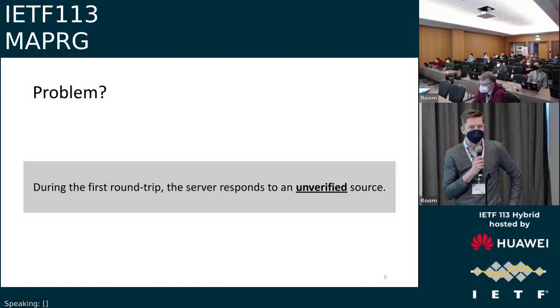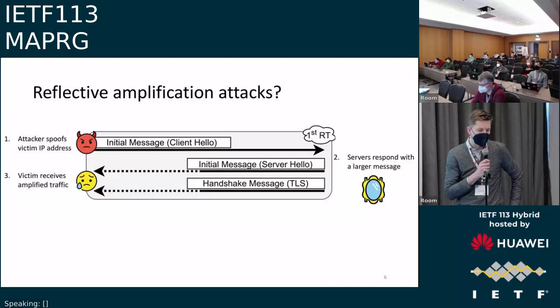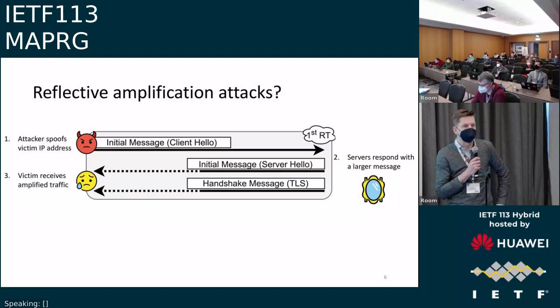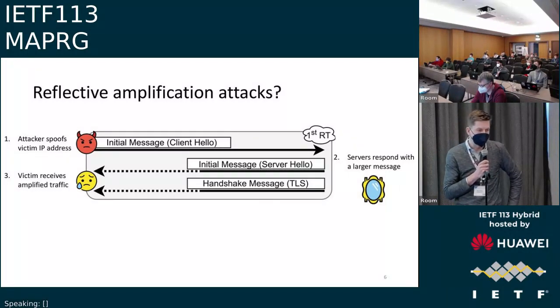The point here is that the server replies to a source, even though the source is not verified, which is very important. And this behavior makes a QUIC server vulnerable to two types of attacks. The first attack is a reflective amplification attack.